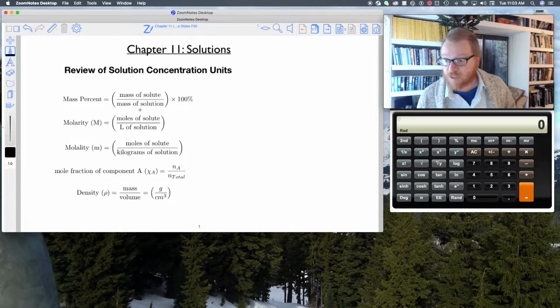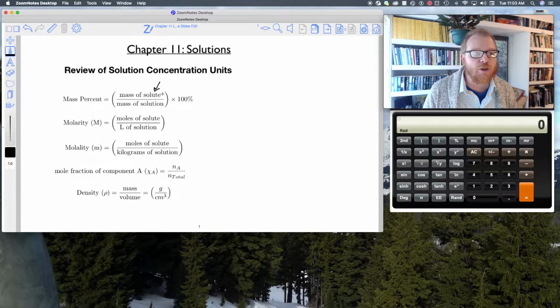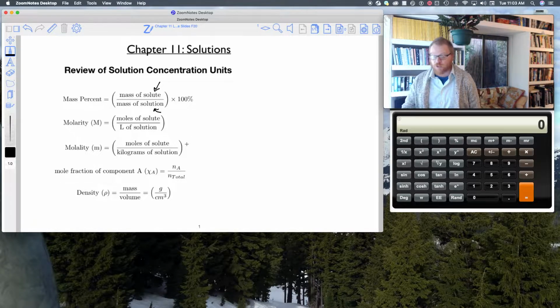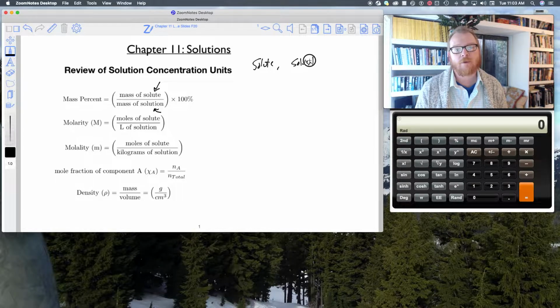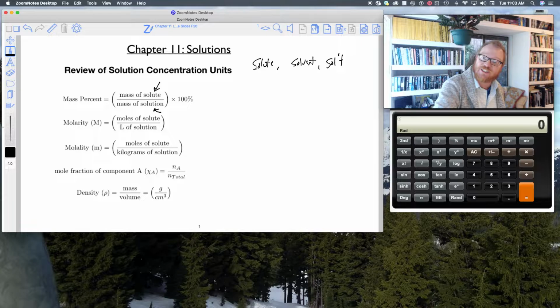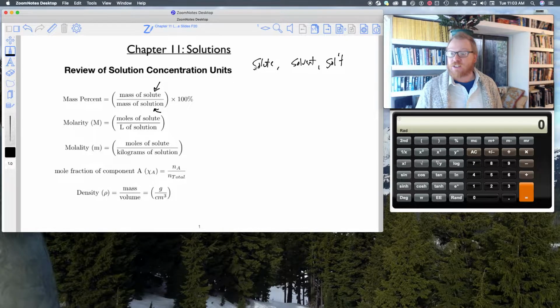So there's mass percent, which would be mass of solute over mass of solution. So don't forget those definitions of solute, solvent, and solution. Let's write that down. Solute, solvent, and then solution. Typically the solute is what we mix into a liquid to be dissolved, that we call the solvent, and combining those two things makes the solution.